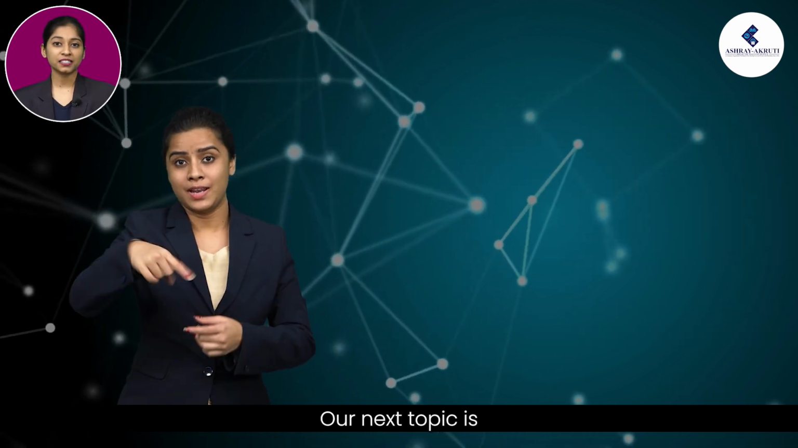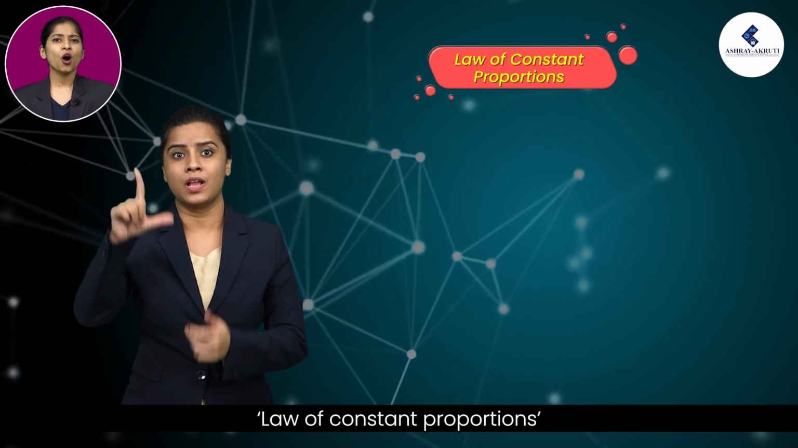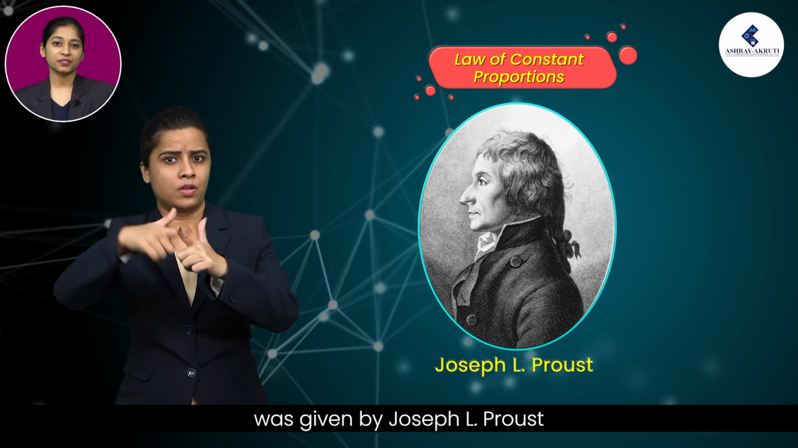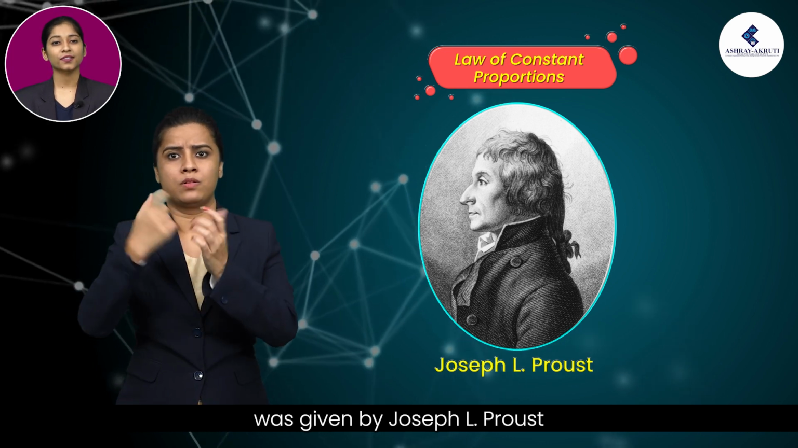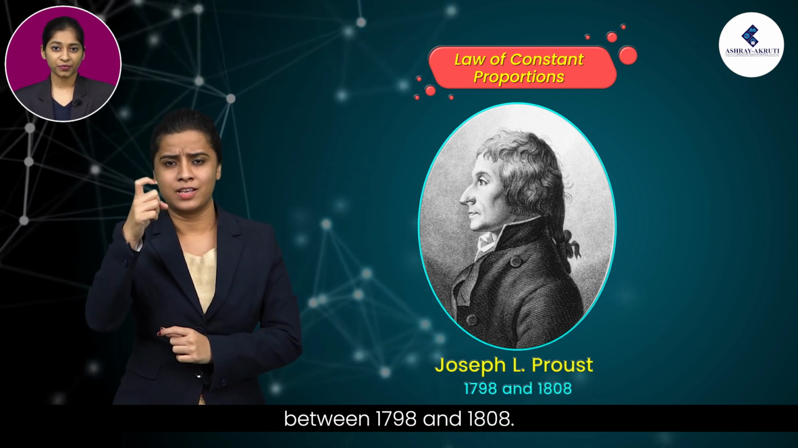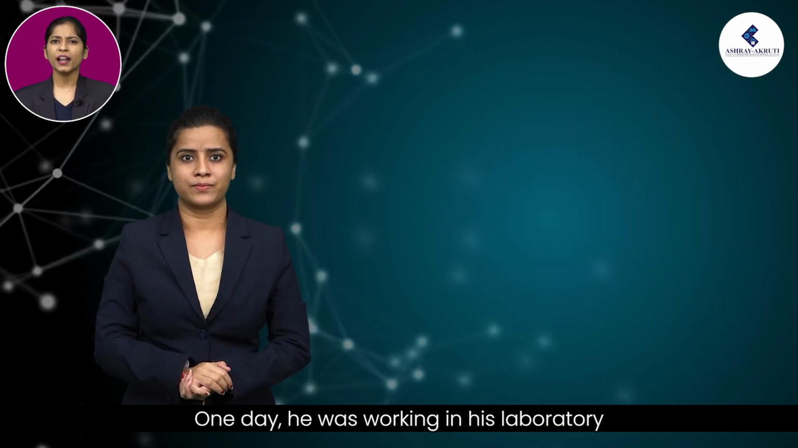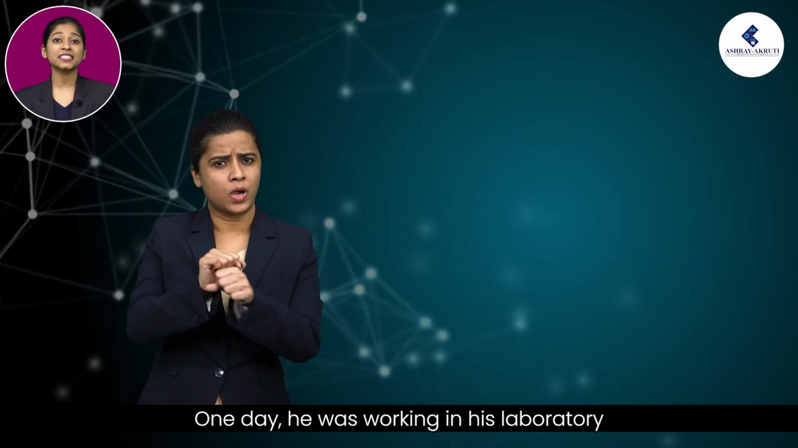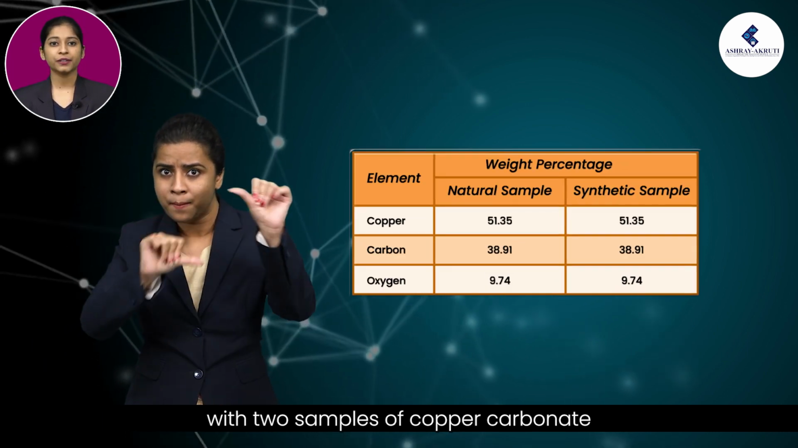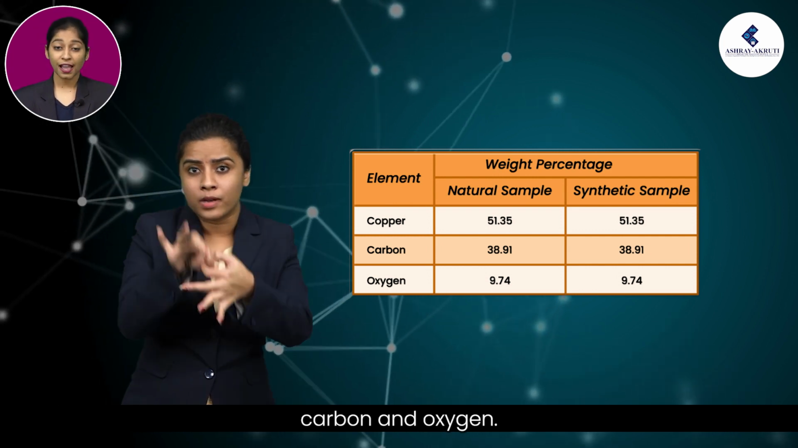Our next topic is the law of constant proportions. The law of constant proportions was given by Joseph L. Proust between 1798 and 1808. One day, he was working in his laboratory with two samples of copper carbonate, a compound of copper, carbon and oxygen.